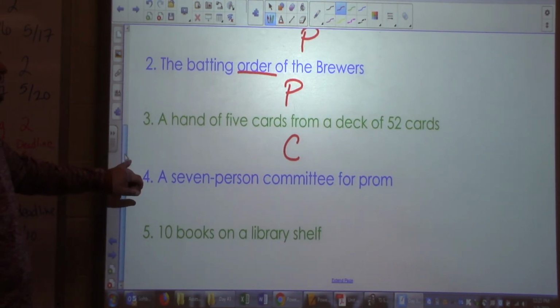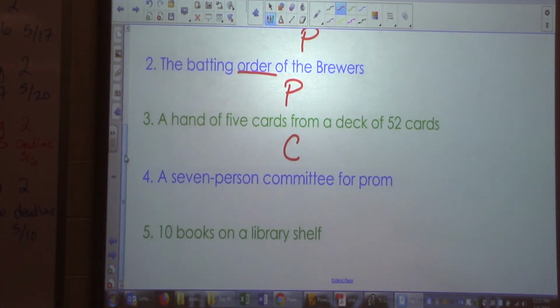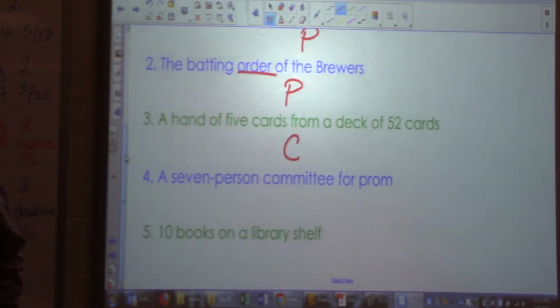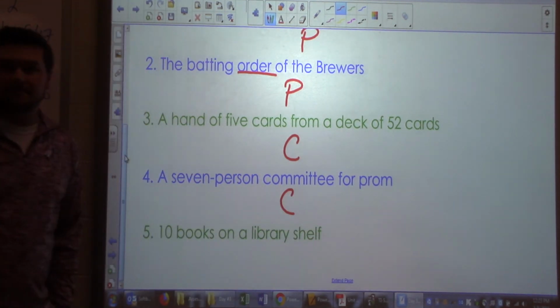A 7-person committee for prom. Does the order matter? No, it doesn't. Now, if it said that there's going to be certain positions on that committee, like a president, a vice president, treasurer, things like that, then the order would matter. But because it doesn't say anything like that, our order doesn't matter, so it's a combination.